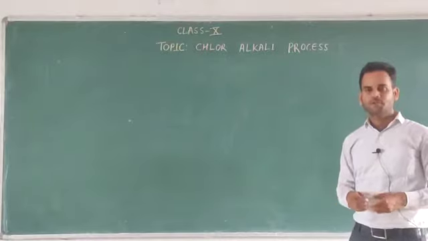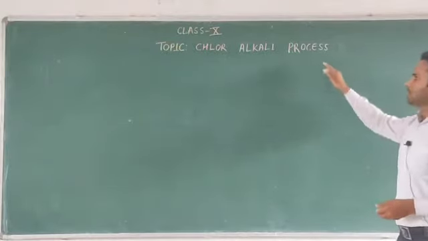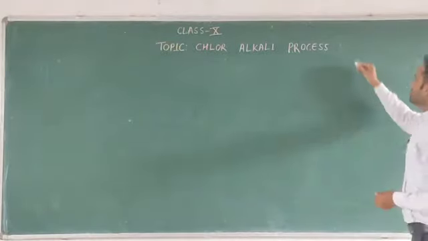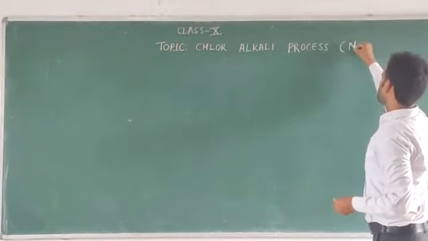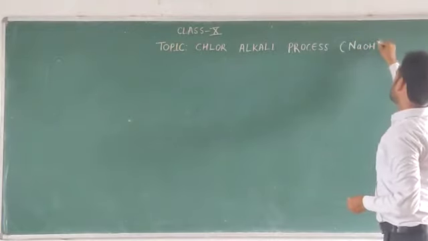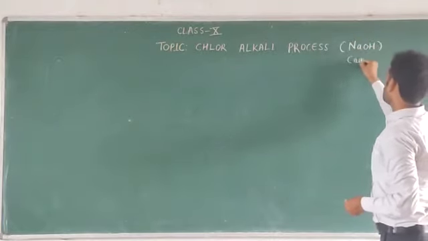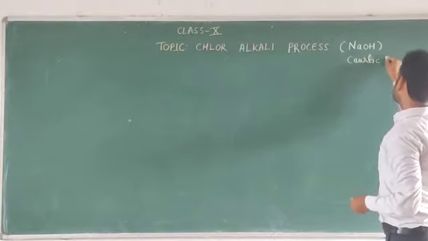So in this video we will discuss the chlor-alkali process. This process is about the formation of sodium hydroxide, which is also known as caustic soda.